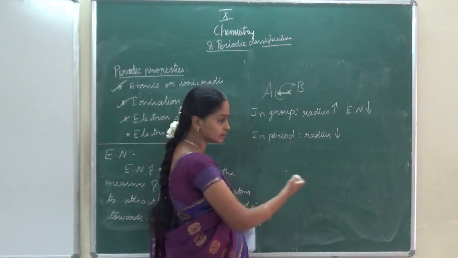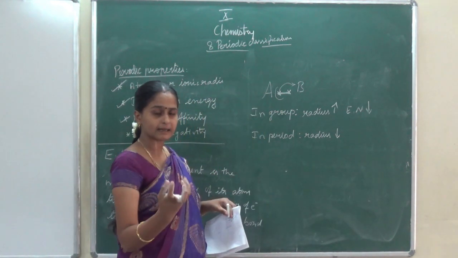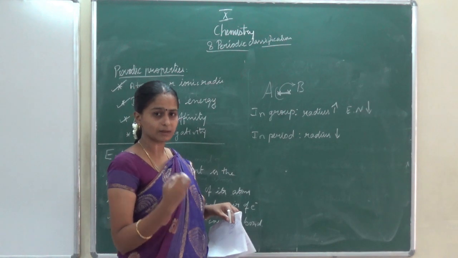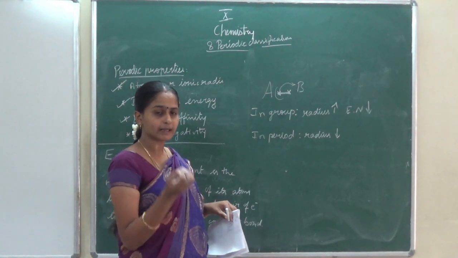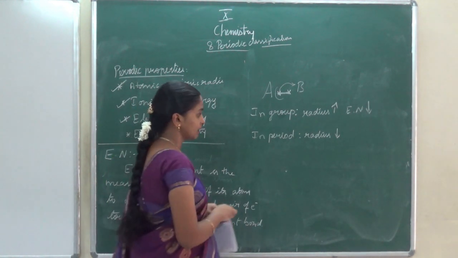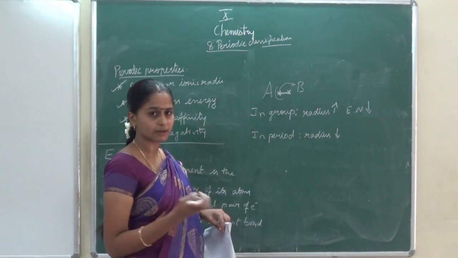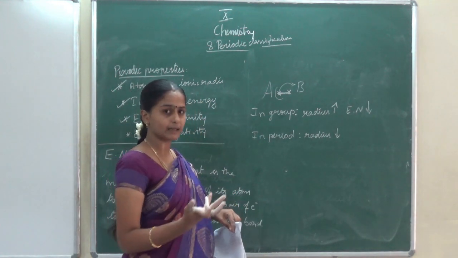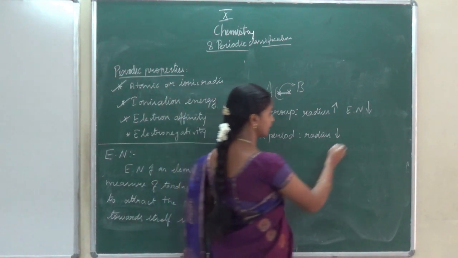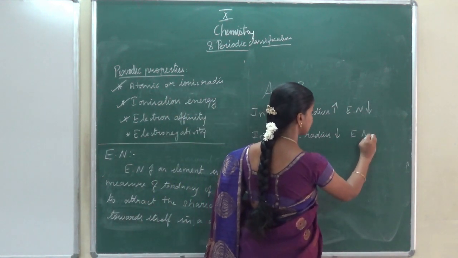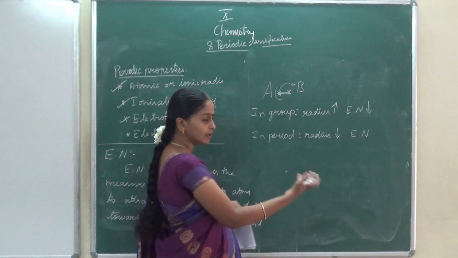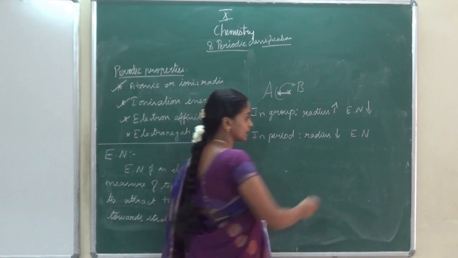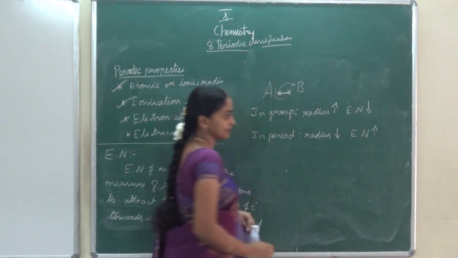There you have to see now. They can easily attract the electrons towards themselves because the size is small. The radius is small. So in a period, radius is decreasing, so the effective nuclear charge will be greater. The nuclear charge effectiveness will be greater so that it can attract the shared pair of electrons easily towards itself. So electronegativity is increasing here.